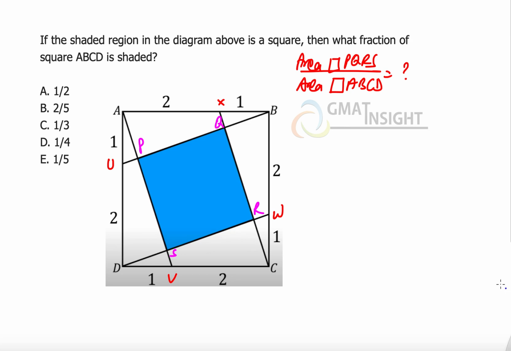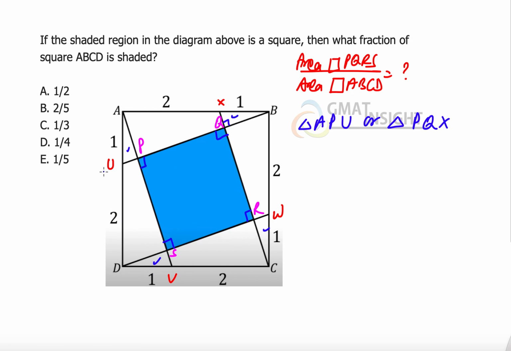Now, let's quickly start concentrating on what geometry we can identify in the given figure. Since we know that these angles are 90 degrees, all the angles at the vertices of PQRS will be 90 degrees. That means this triangle will also be 90 degrees. For now, I'm concentrating on triangle APU, or you could call it triangle BQX, because all these triangles are exactly identical.